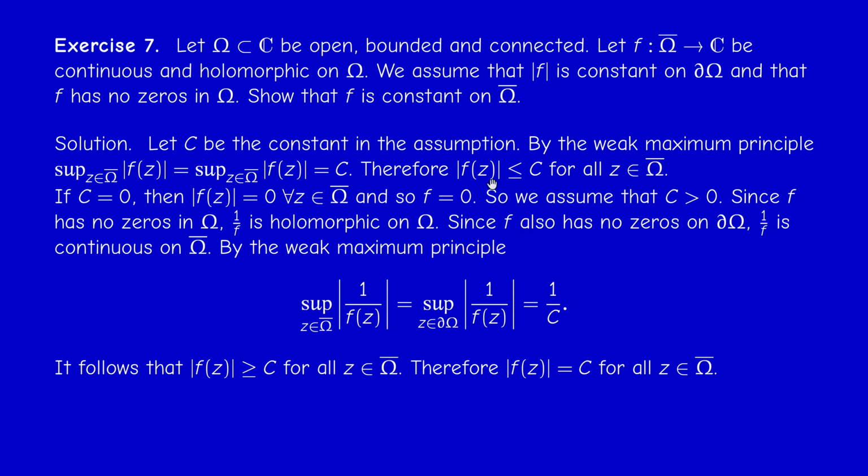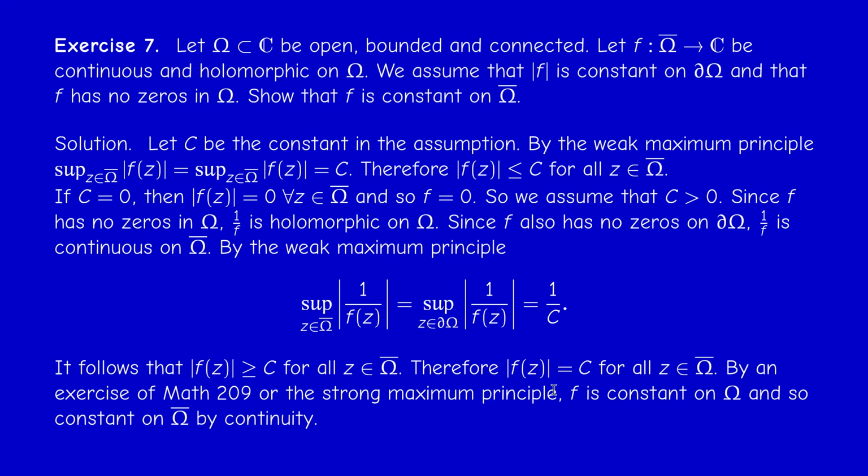So what do I have here? The modulus of f is less than or equal to c and bigger than or equal to c. Therefore, it's constant, so it's equal to c. Now, if the modulus is constant, you should have done an exercise in Math 209, the first course on complex variables, that if the modulus of f is constant, then f is constant. But also you can use the strong maximum principle if you like. If you don't want to use this result, actually we applied this before. So if the modulus of f is constant on an open connected set, then f is constant.